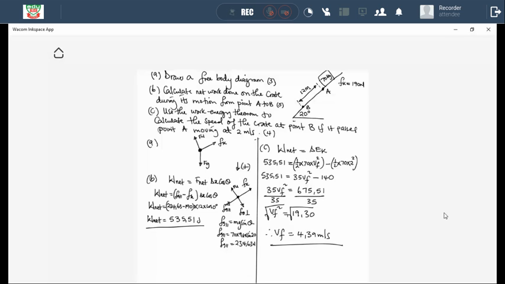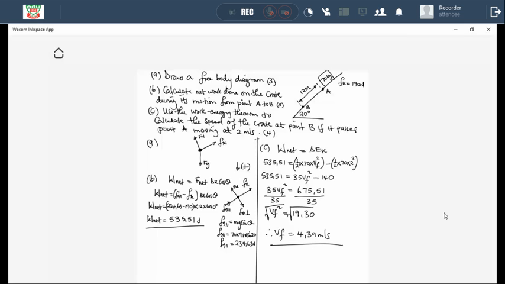So the crate passed point A moving at 2 meters per second, traveled a distance of 12 meters, and by the time it passes point B, it was now moving at 4,39 meters per second. Since it's going downwards because of gravity, it makes much more sense to me that it has increased in its speed. It means the friction is not big enough to slow or to stop the block. So that is the work energy theorem. That's how we apply the work energy theorem in our calculations.